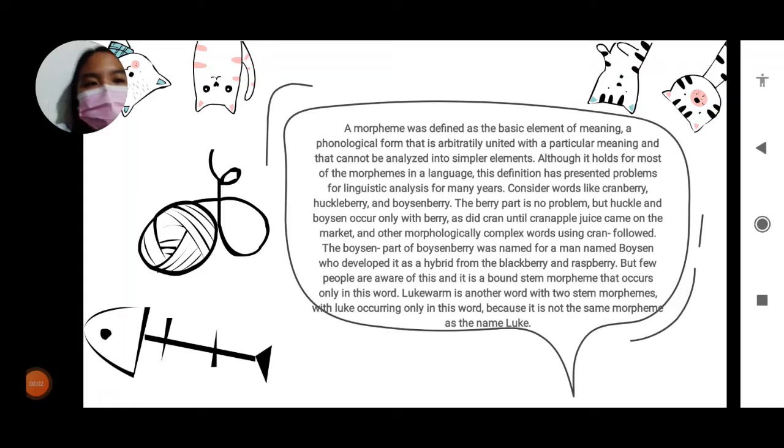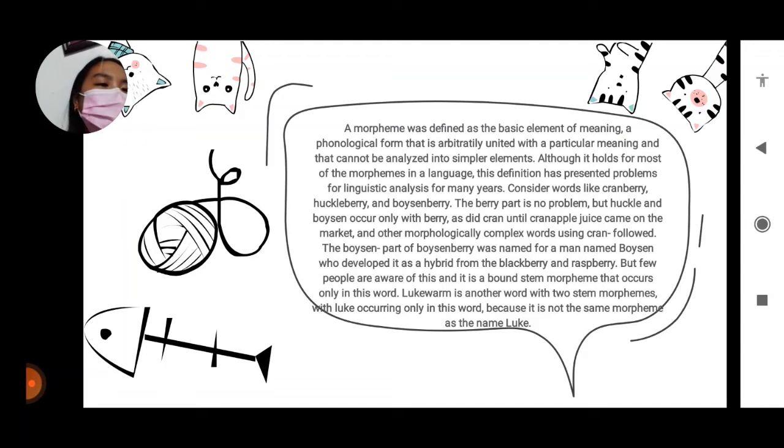A morpheme was defined as the basic element of meaning, a phonological form that is arbitrarily united with a particular meaning and that cannot be analyzed into simpler elements. Although it holds for most of the morphemes in a language, this definition has presented problems for linguistic analysis for many years. Consider words like cranberry, huckleberry, and boysenberry.